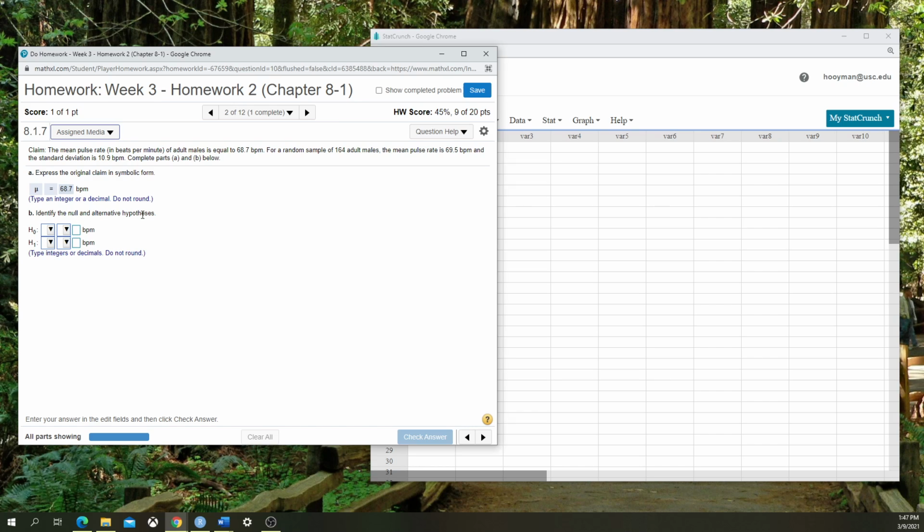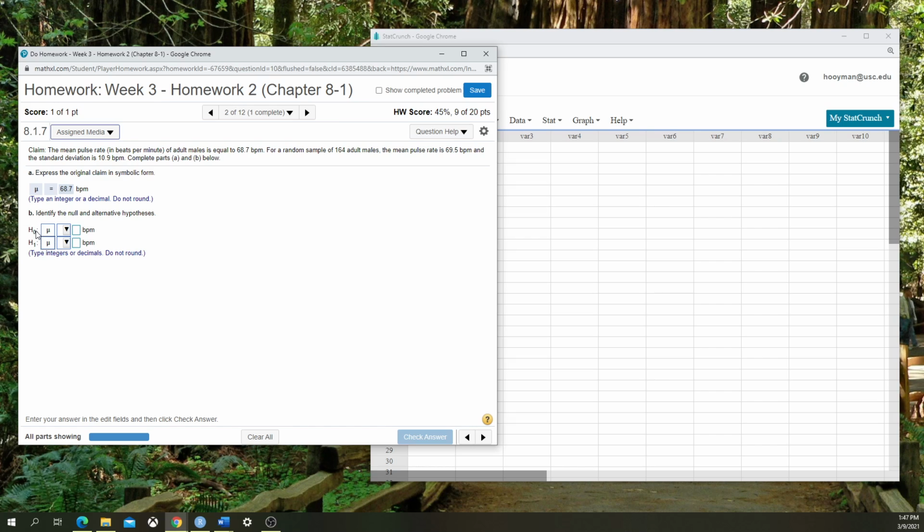Now that we've established what the claim is, we have to identify the null and alternative hypothesis, again in symbolic form. We're going to be talking about the mean for each of these because the claim is in reference to the mean. It's usually always the mean. We don't usually make claims about p-values or sigma, so you can default to the mean probably 99% of the time.